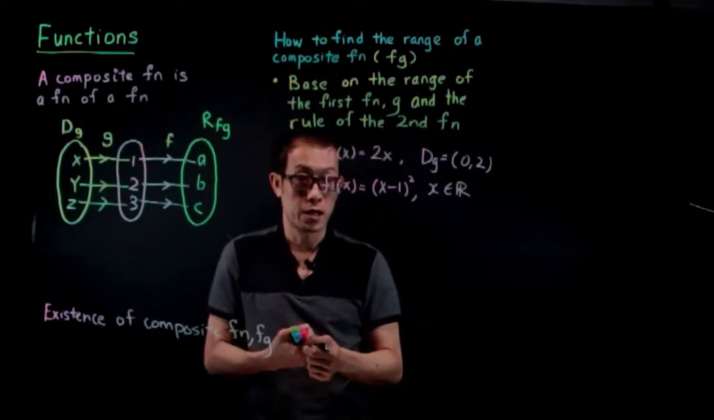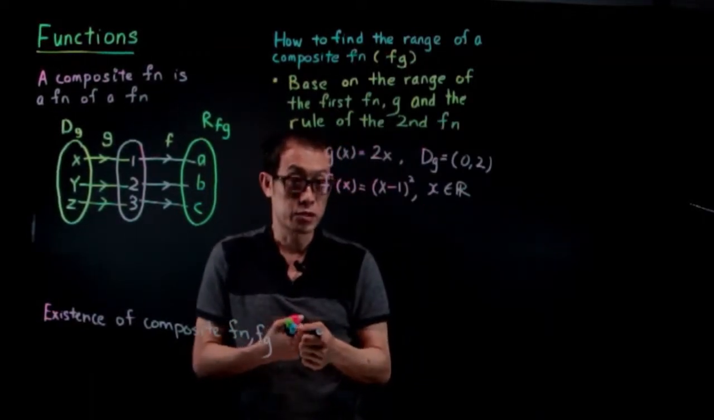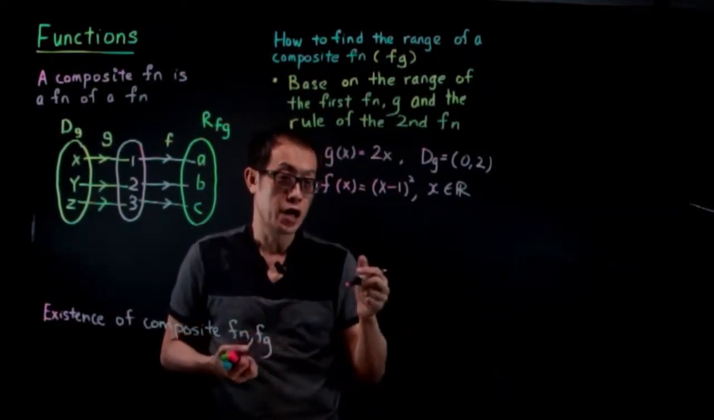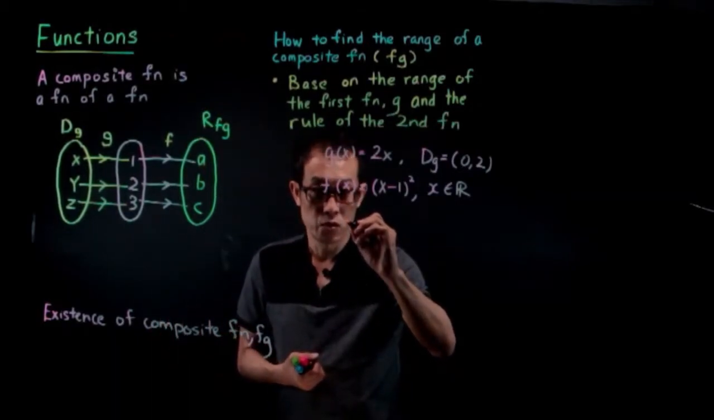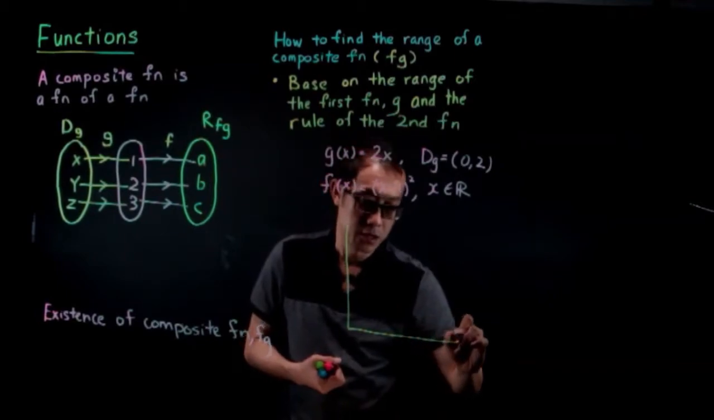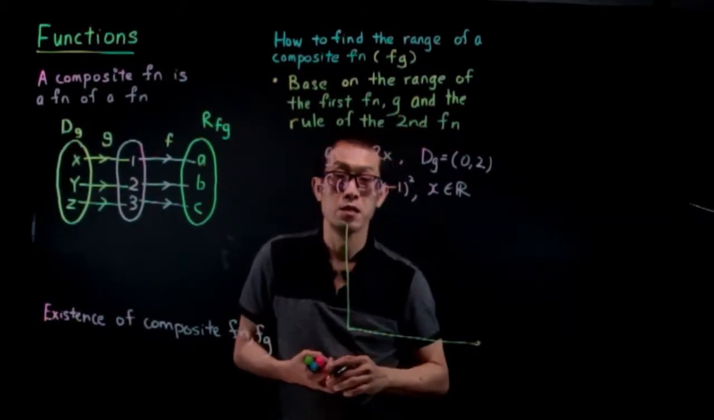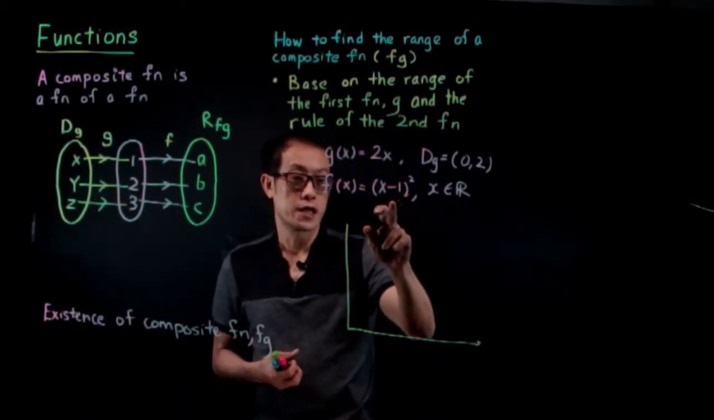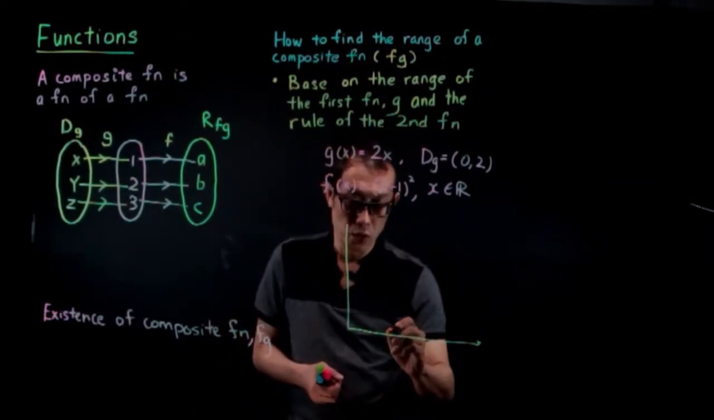Now let's look at this, let's sketch the graph of f of x. Let me just draw the axis. Now there is a turning point at x equals 1.